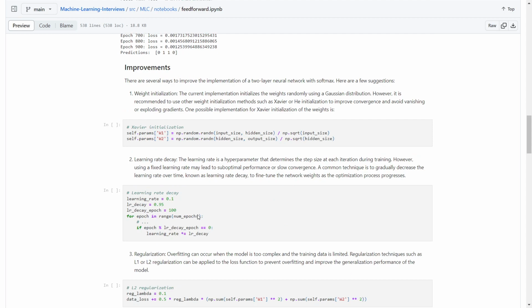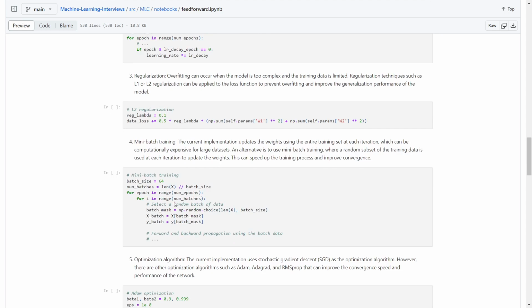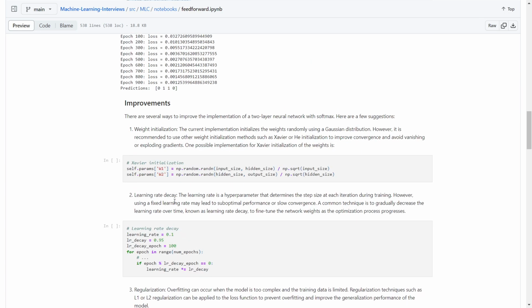In this particular session, this might go too big, but I'll try to explain these things in this session only. So there are several ways we can improve the implementation of our two-layer neural network. First is weight initialization. The current implementation initializes the weights using a random Gaussian distribution. However, we can use Xavier or He initialization to improve convergence and avoid vanishing or exploding gradients.